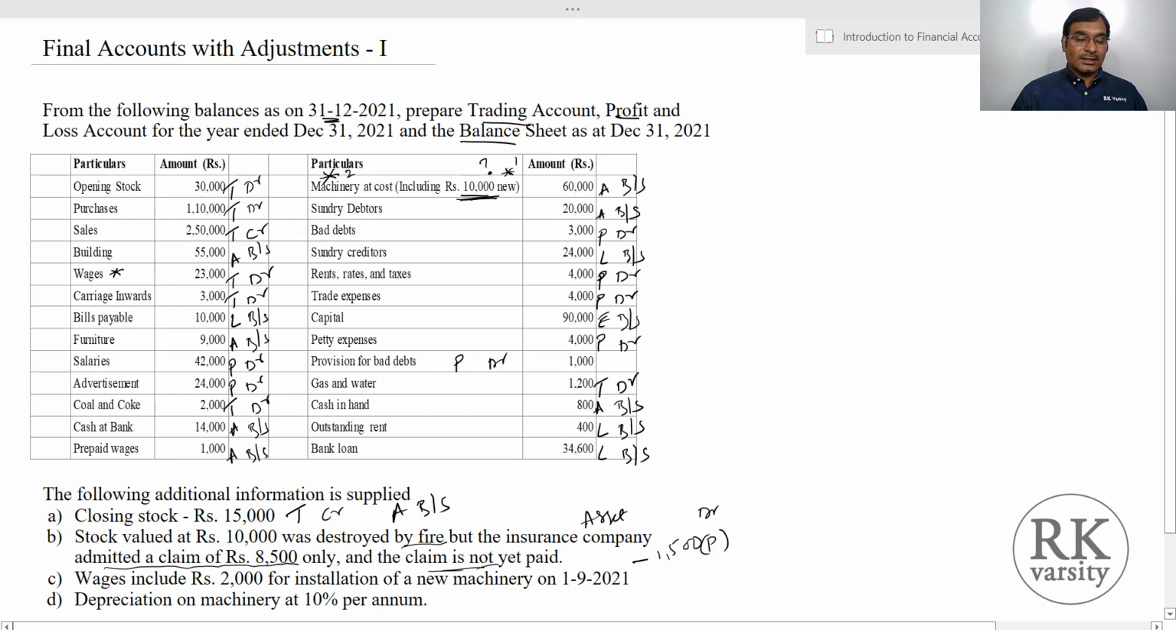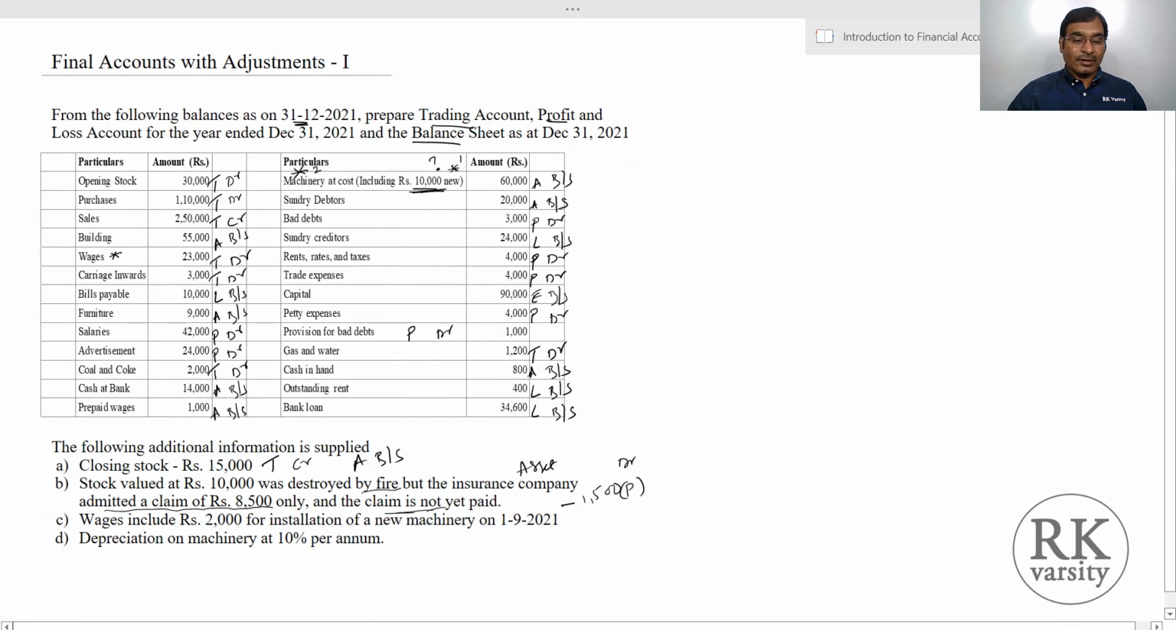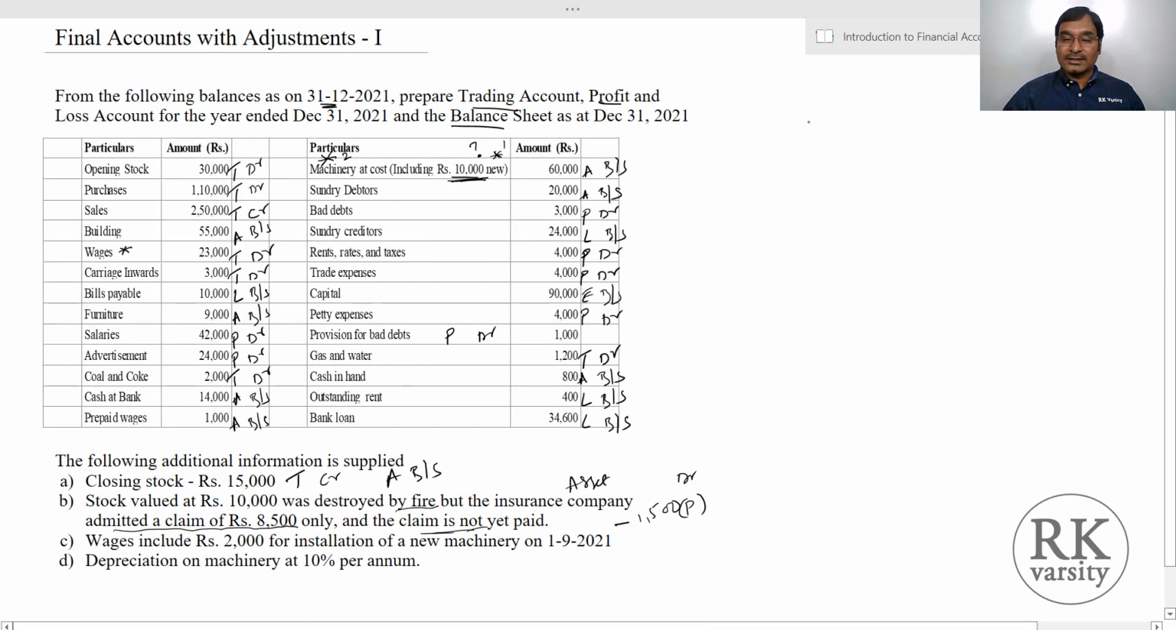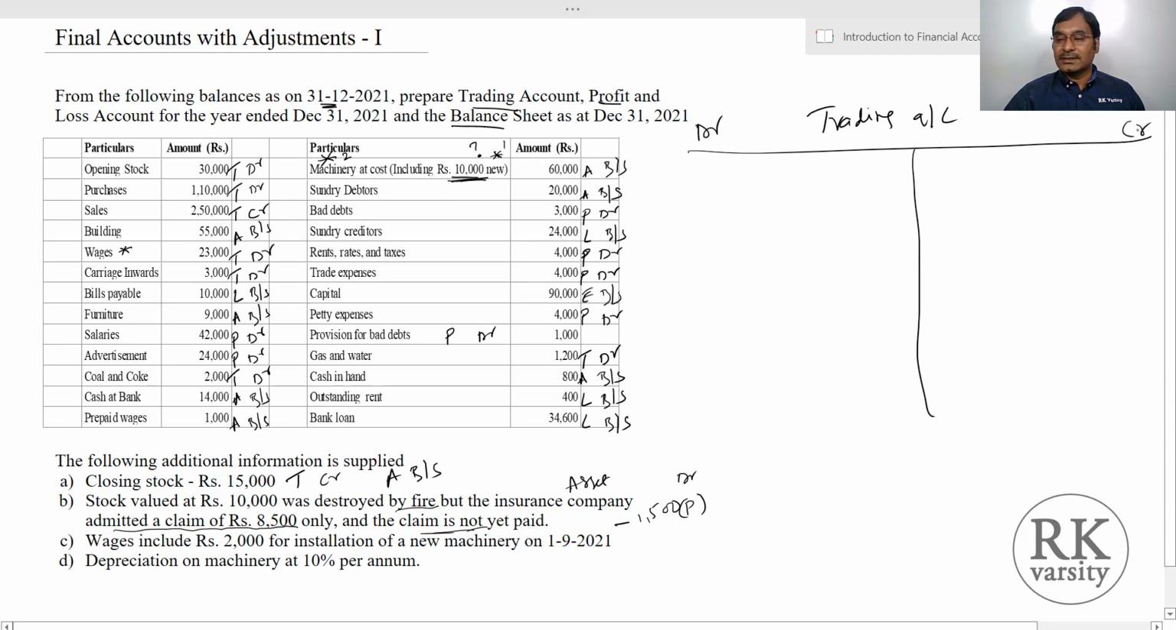Now once this basic analysis is done, we concentrate on preparation of our trading account first, followed by profit and loss account. So first we'll prepare a trading account. I'm not paying much attention towards the format, please pardon me. So debit side all direct expenses, credit side all your revenues, direct income, revenue from operations. So we go to the trading account.